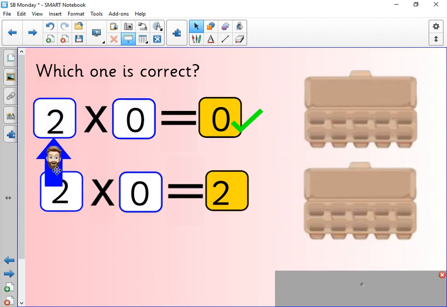So, remember, 2 groups of 0. So I've got my 2 groups here, but there's 0 in each group. So the answer is 0 because I haven't got any eggs, have I? 0 eggs in this group and 0 eggs in this group. So there's 0 altogether. There aren't any. So when we're multiplying by 0, the answer is always 0. Say that for me. When we multiply by 0, the answer is always 0.